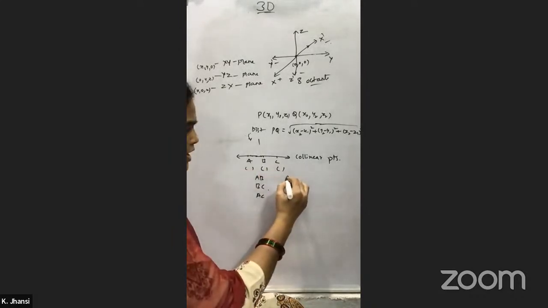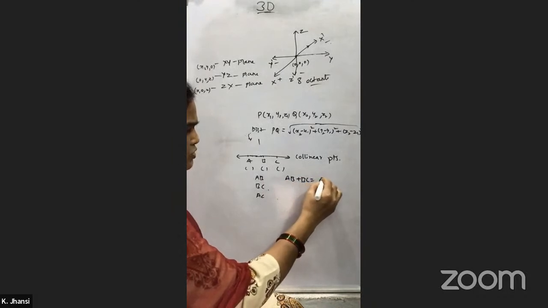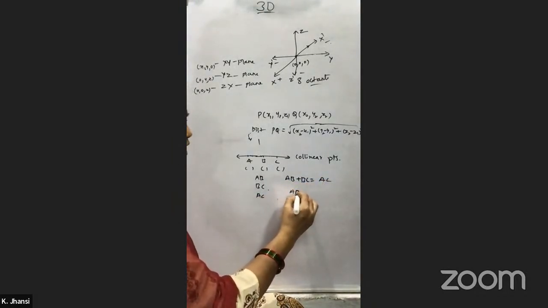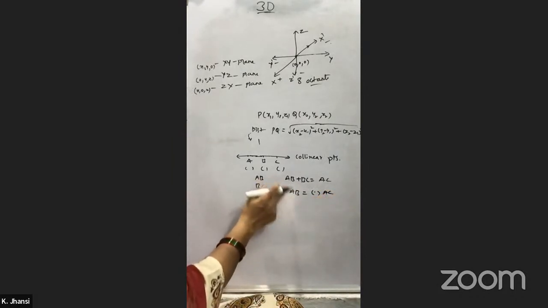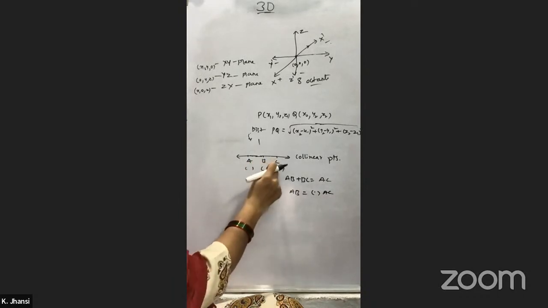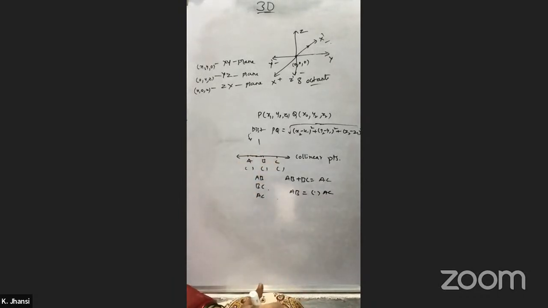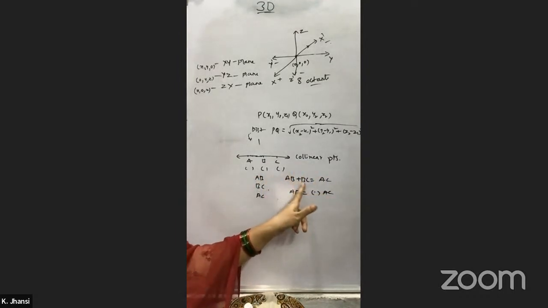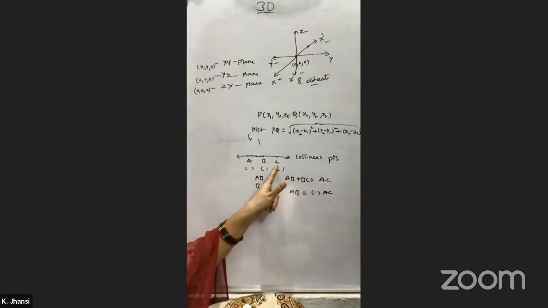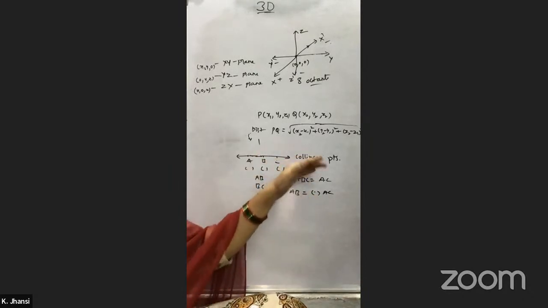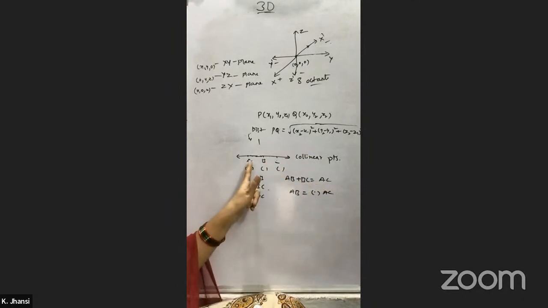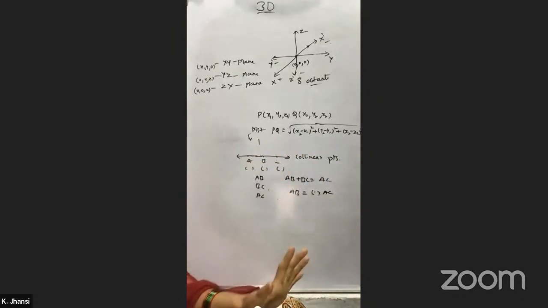Okay. Sometimes you will get a relation like this: AB plus BC equals AC, or AB equals some quotient times AC. If you get any of these relations, then we call A, B, C collinear points, meaning there is a relation between the points A, B, C. You're getting AB plus BC equals AC, or AB equals some quotient of AC, or AB equals some quotient of BC. If you get any such relation, then we call A, B, C collinear points. So this is one 5 marks question you will get on collinear points.